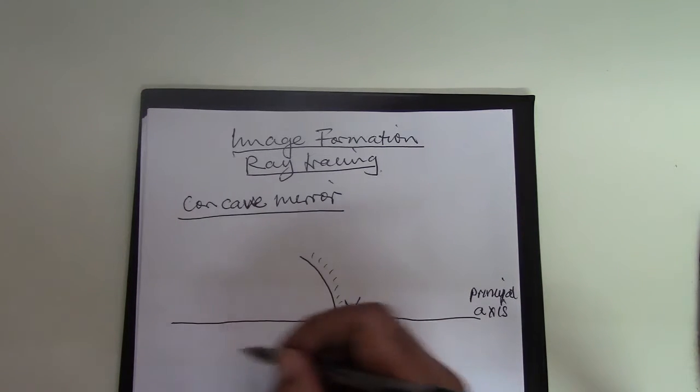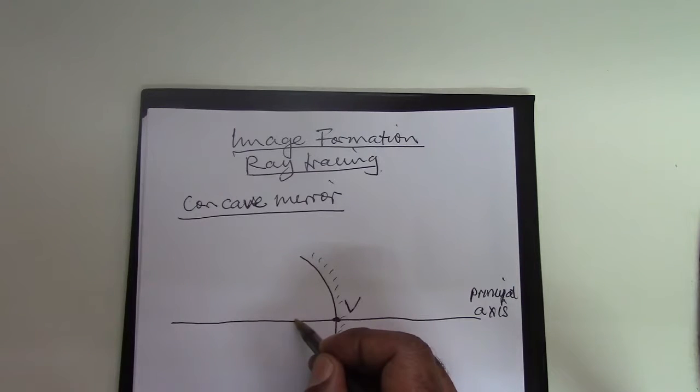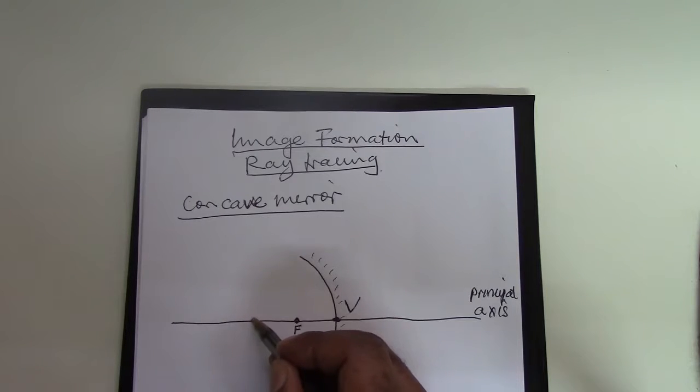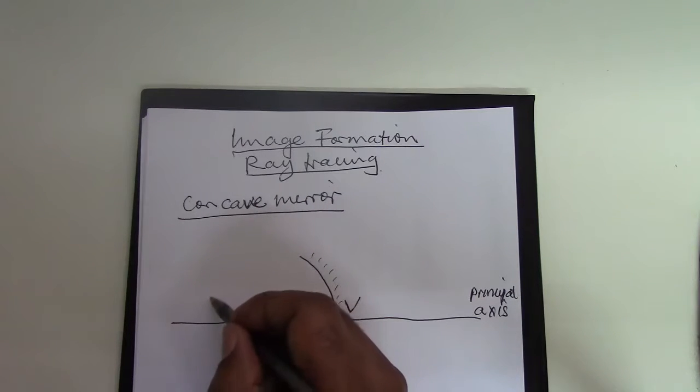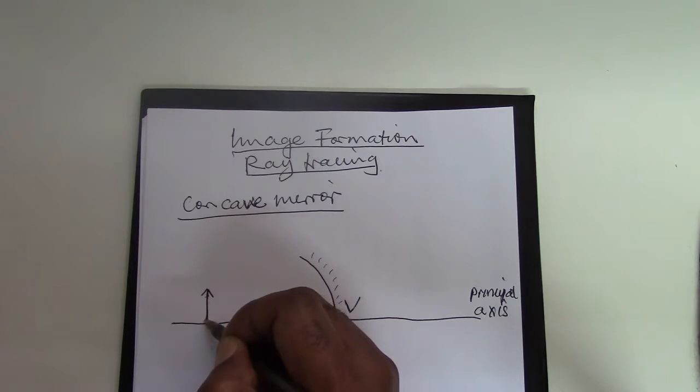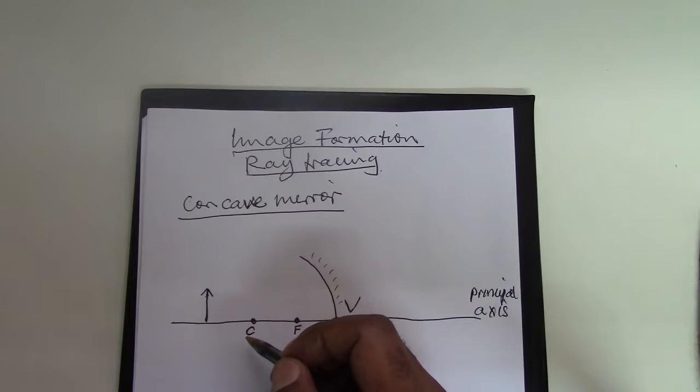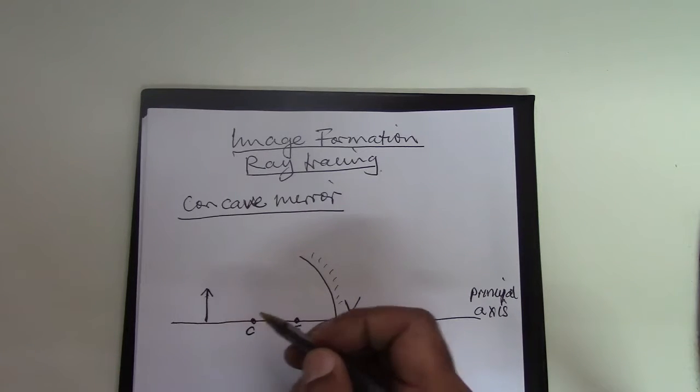Now, let's suppose this is our focal point and we label it F. And let's suppose that this is our center of curvature C. Now, let's suppose that we have an object at this position, and we represent the object by an arrow, just like what we did in lenses.